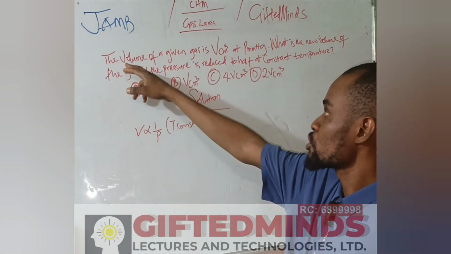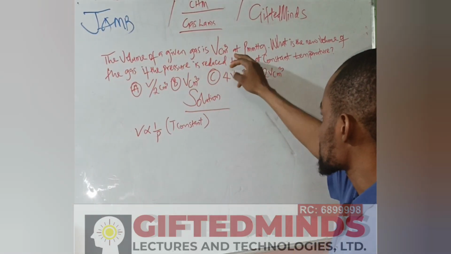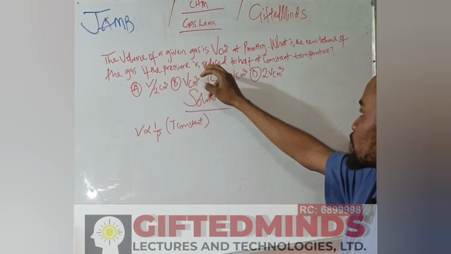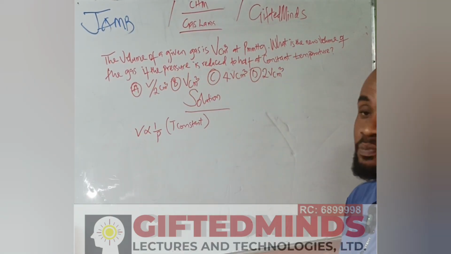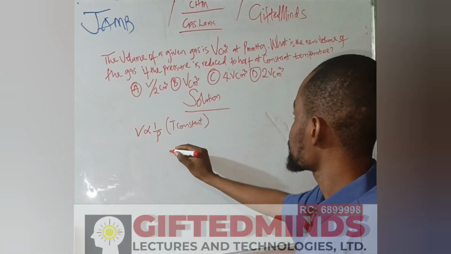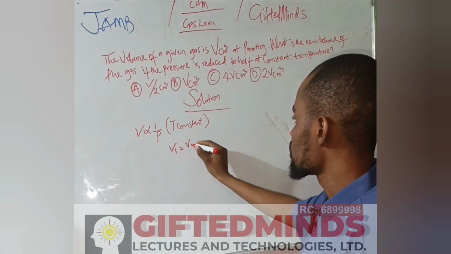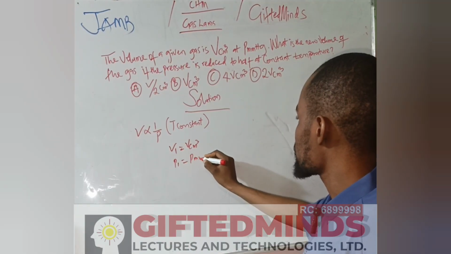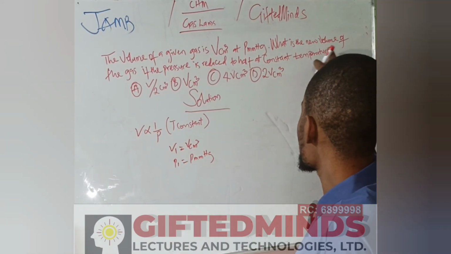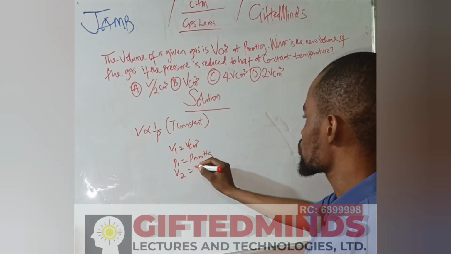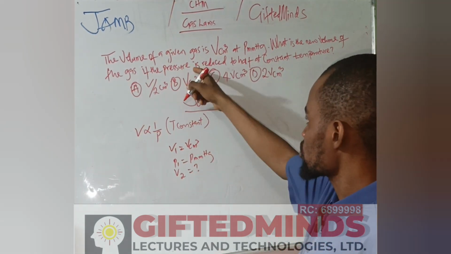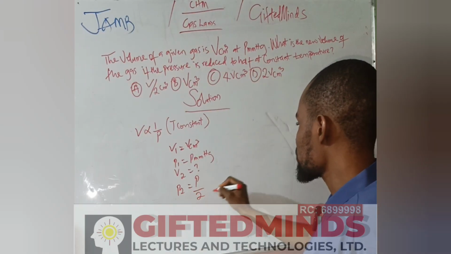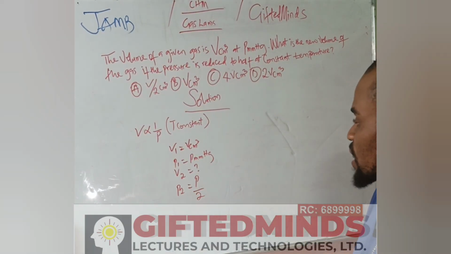The question says the volume of a given gas is V cm³ at P mmHg. What is the new volume of the gas if the pressure is reduced to half? Simple question. What is my V1 there? My V1 is V cm³. My P1 is P mmHg. Now they ask me what is the new volume. They ask me for my V2, which is the new volume, if the pressure is reduced to half. That is if P2 is half of P1.